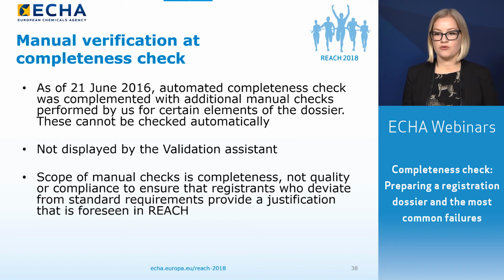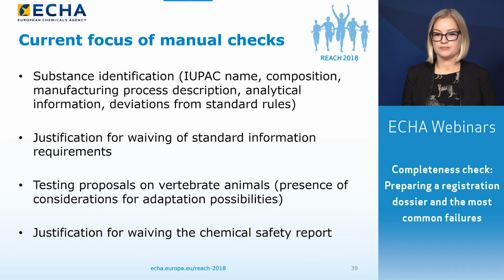The reason why we perform manual verification on the registration dossiers is to ensure a level playing field between the registrants who provide the standard information and the ones who deviate or waive. The current focus of manual checks are substance identification, inside which we check the IUPAC name, composition, manufacturing process description of UVCB substances, analytical information, and deviations from standard rules.